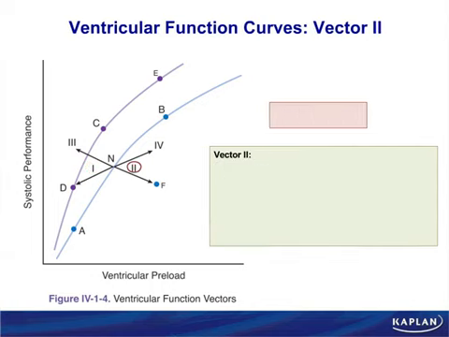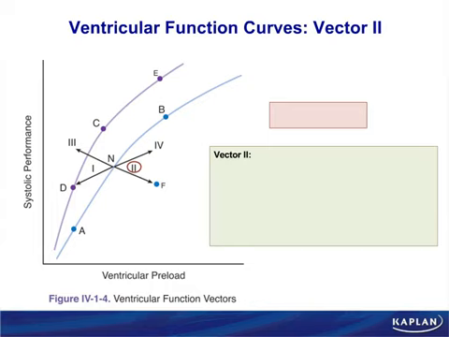All right, vector number 2, we're going to ask ourselves the same 2 questions. Going from N to F. Notice, preload went up, but performance went down. So they didn't go in the same direction. Preload went up, but performance went down. So because they didn't go in the same direction, we know this is not a Frank Starling. Frank Starling is not the initial event.